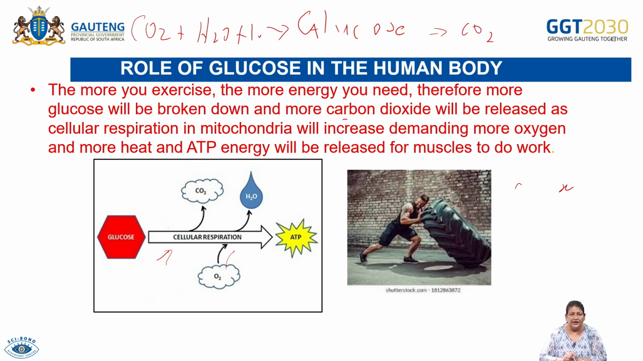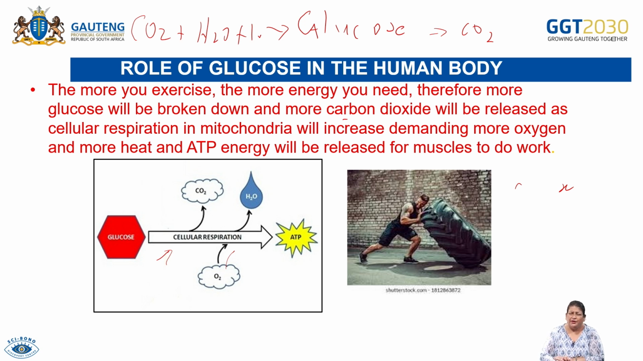You can see this person is now trying to push this tire, right? And he needs lots and lots of energy to do work or to do that exercise. So his muscles are needing that energy. So they're going to break down more glucose to give him more energy. And in that state, while he's exercising and pushing that tire, he's going to exhale more CO2, which is coming down from the breakdown of glucose.